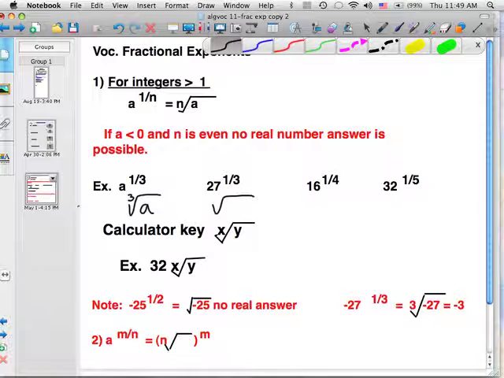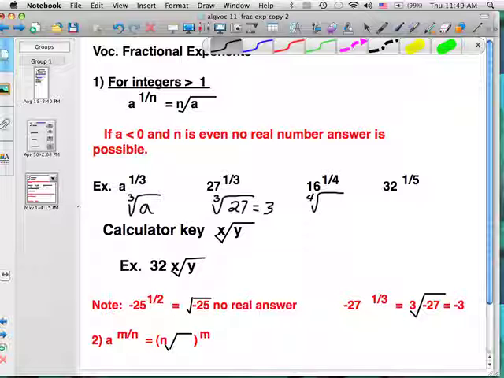For example, 27 to the 1/3 power would be the cube root of 27. What number times itself 3 times equals 27? That would be 3. This would be the 4th root of 16. What number times itself 4 times equals 16? That's 2. And this is the 5th root of 32. What number times itself 5 times equals 32? That would be 2.